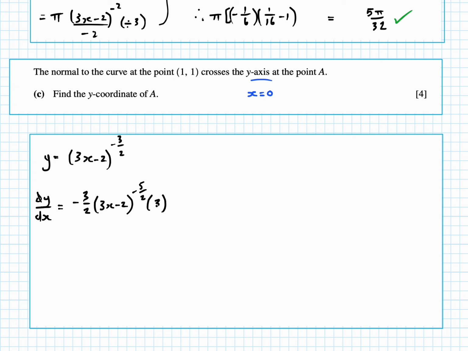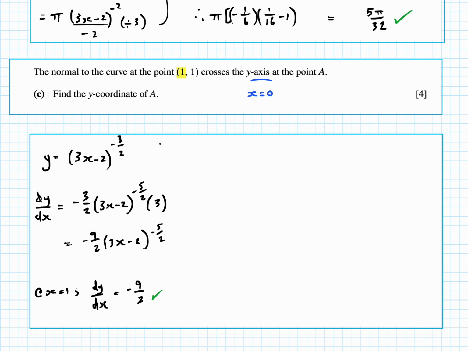Let's just find there, as we see, the derivative. Again, chain rule times 3, and you'll get minus 9 over 2, and then that last part. Remember, it's minus 5 over 2 there for the exponent. Okay, that's our derivative. So from the derivative, you can find the gradient. So when x equals 1, dy over dx should be, of course, minus 9 over 2.